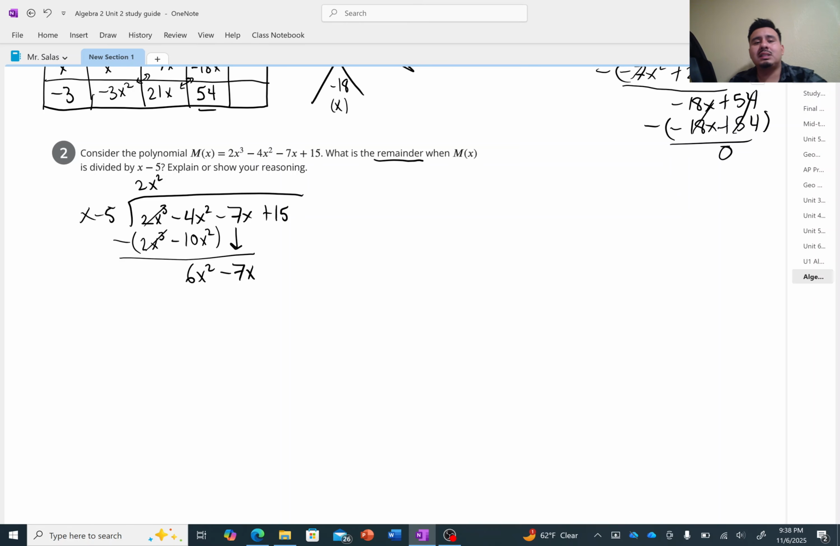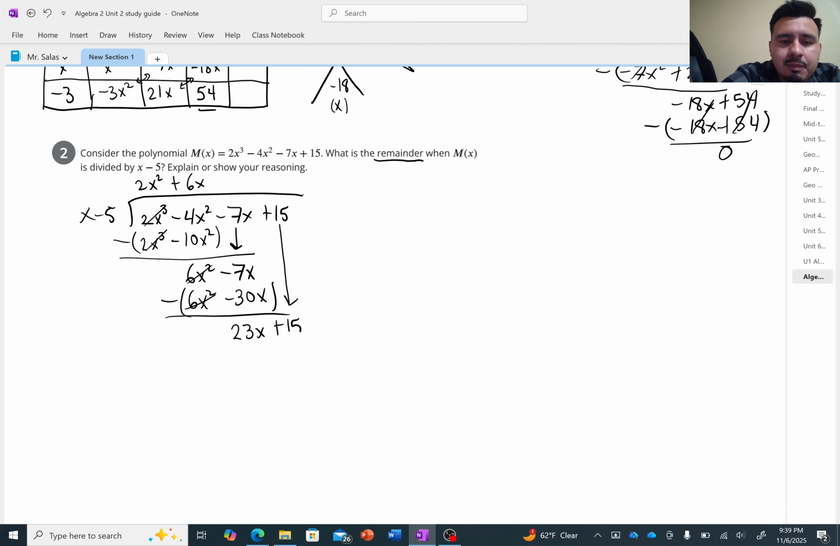Again, if you need to pause this so I can slow down for you, you can do that. I need to multiply my x by a 6x, so plus 6x. 6x times x gives me 6x squared. 6x times negative 5 is going to give me negative 30x. Put it in parentheses. I'm going to subtract. The 6x squared gets canceled. It's negative 7x minus negative 30x, that becomes a positive, so it's going to be 23x. I'm going to bring down my positive 15, plus 15.